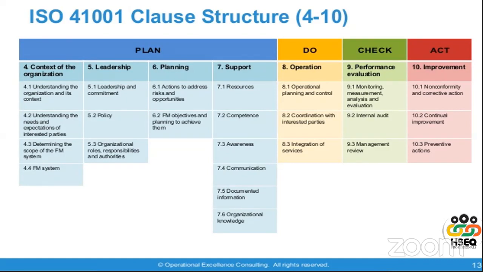Competence. Competent people means the ability of a person to work in the facility management system based on their education, skills, training, and development. So this is basically the definition of competence. Awareness. The people must be aware of their roles in the facility management system. And one very important thing: if anyone is not fulfilling the facility management system requirements, they also need to be aware of the implications and consequences of non-fulfillment of the system. Then there are the clauses on communication, documented information, and organizational knowledge.